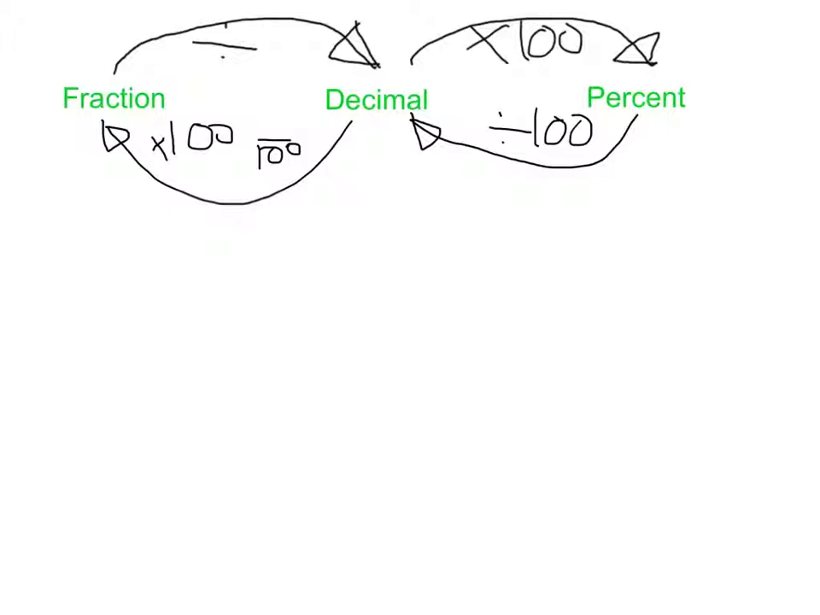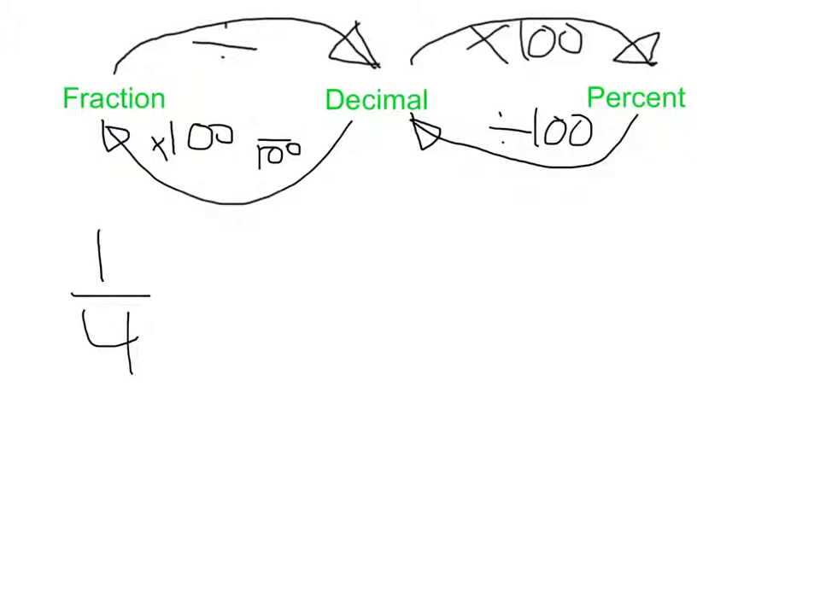Today I will be talking to you about how to turn a fraction into a decimal into a percent, a percent into a decimal, and a decimal into a fraction. To start off, we will turn a fraction into a decimal. To turn a fraction into a decimal, you have to divide your numerator by your denominator.